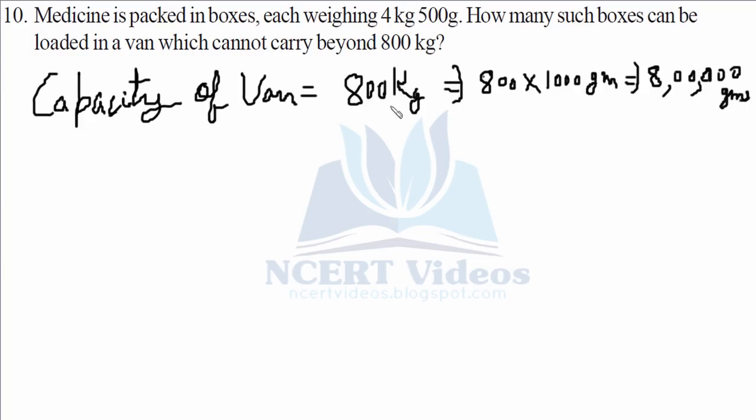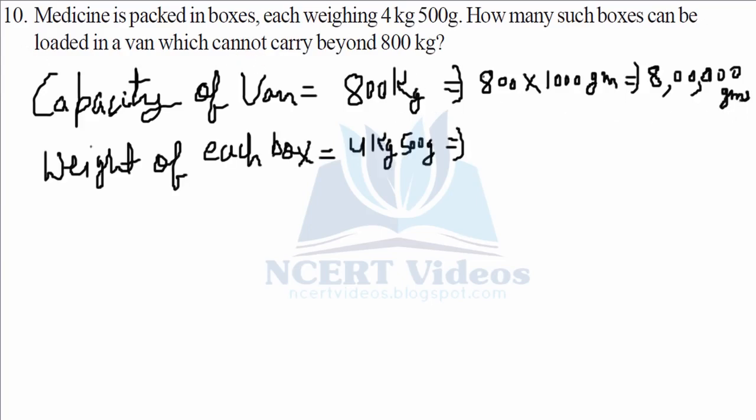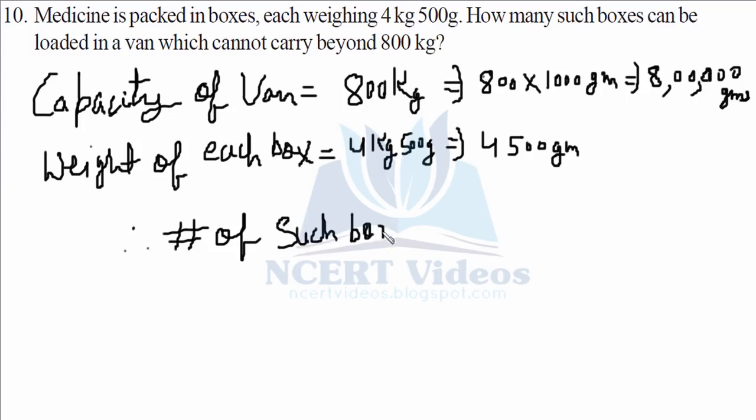Now, each box weighs 4 kg 500 grams. So it would be nothing but 4,500 grams, because 1 kg is equal to 1,000 grams. That is the conversion factor being used here. Now, it becomes again a division problem. Therefore, total number of such boxes in the van would be, just dividing it.